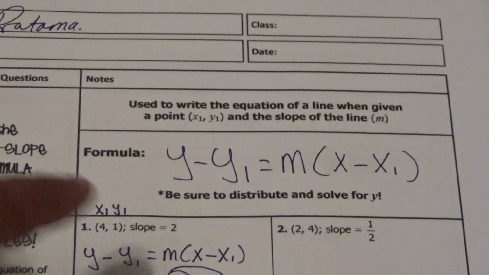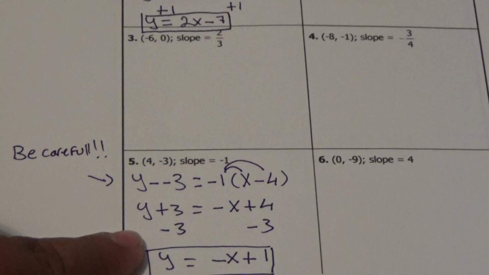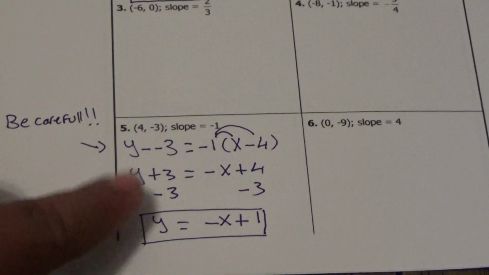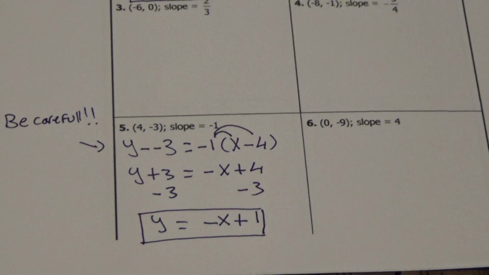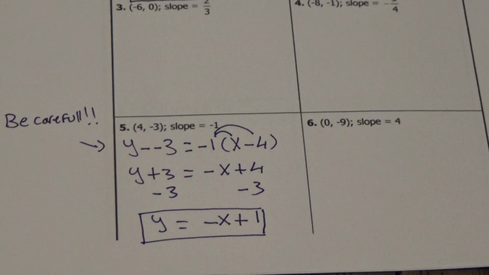Same thing, distribute. -1 times x and -1 times -4 gets us +4. So same as the top one, our formula, x1, y1. Alright, simplify. Don't forget to solve for y again. So you should have y equals -x plus 1. Check that out. Again, be careful with that double negative there, it becomes addition. Same concept as the first one.